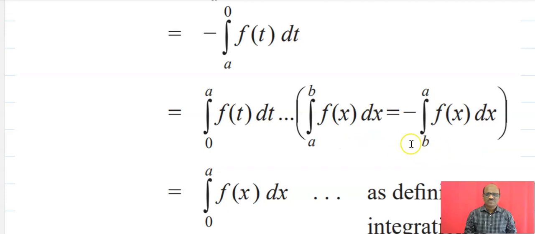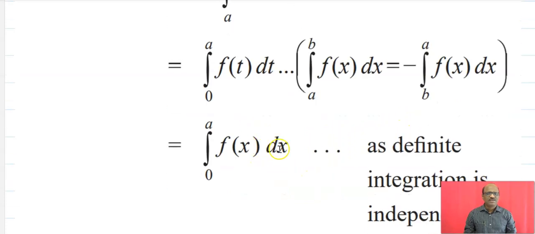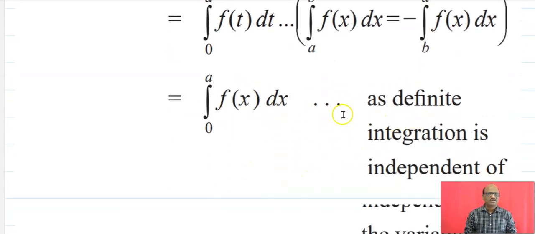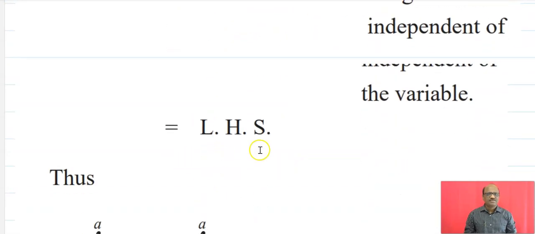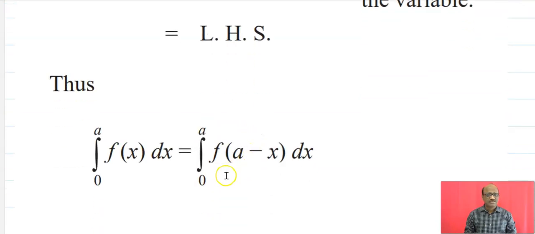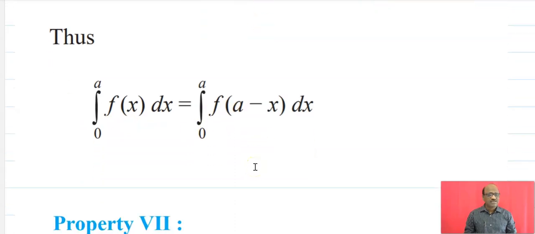That is by using this property: if we change the limits, then the sign of that definite integral changes. Again, by using the property that a definite integral is independent of the variable, t is replaced by x, integral 0 to a f of x dx, and this is nothing but the LHS. Thus this is a very important property: integral 0 to a f of x dx equals integral 0 to a f of a minus x dx.